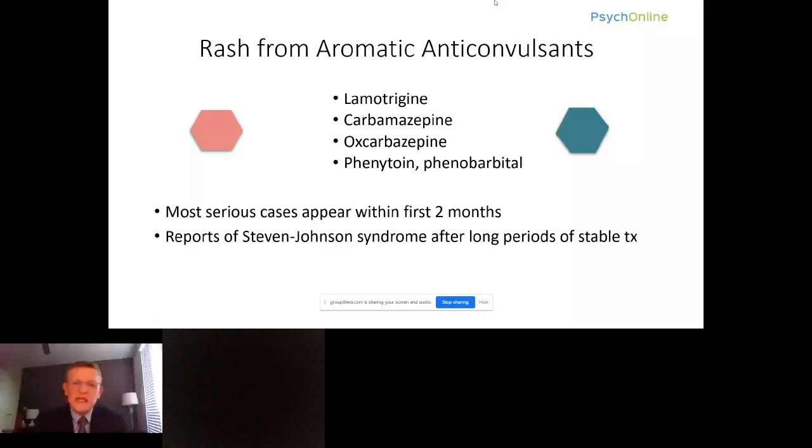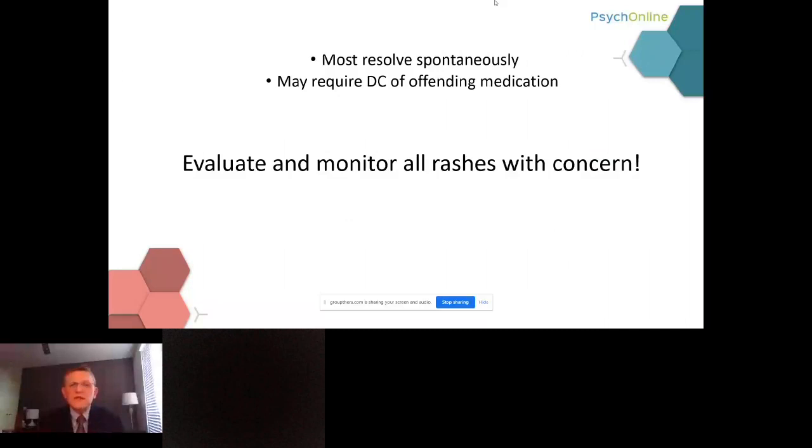The most serious cases usually occur within the first 2 months, but we do see reports of even Stevens-Johnson syndrome after long periods of stable treatment. Most of these rashes are going to resolve spontaneously without discontinuing or lowering the medication. But occasionally it may require discontinuation of your treatment.